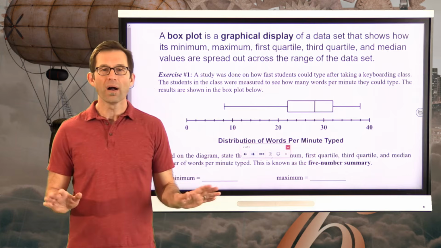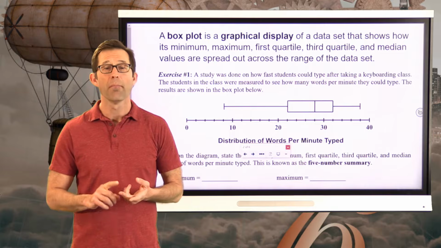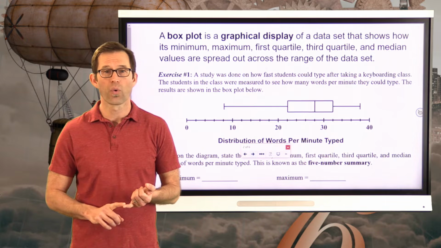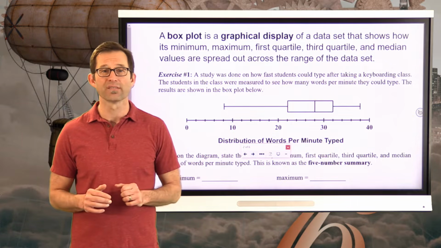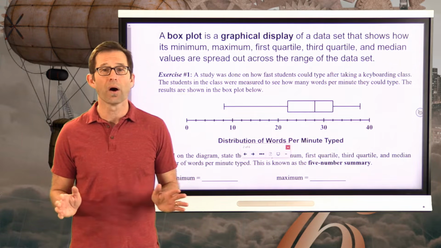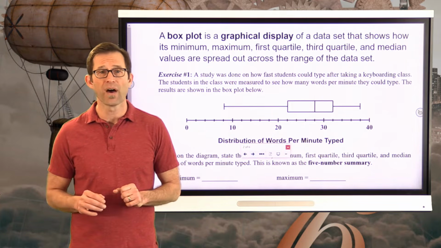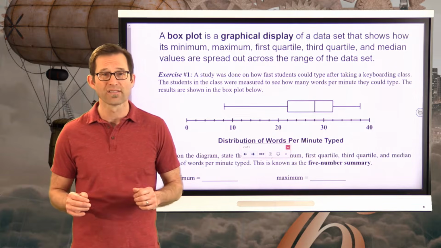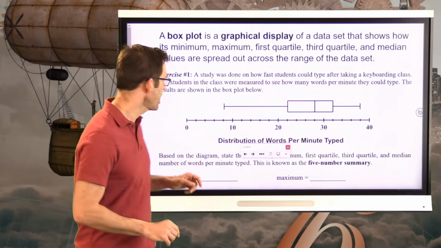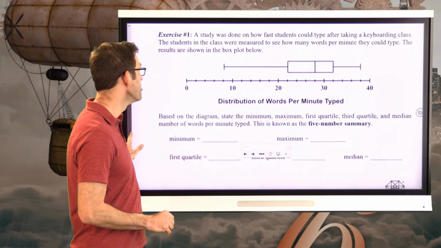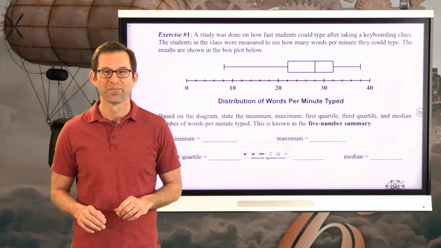Here we go. A box plot is a graphical display of a data set that shows how its minimum, maximum, first quartile, third quartile, and median values are spread out along the range of the data set. So when you're looking at a box plot, what you can really figure out are the minimum value, the maximum value, the median value, and the quartiles. Literally how this data set is being broken up into quarters. So let's look at a box plot, not a blocks plot, a box plot, in exercise number 1.